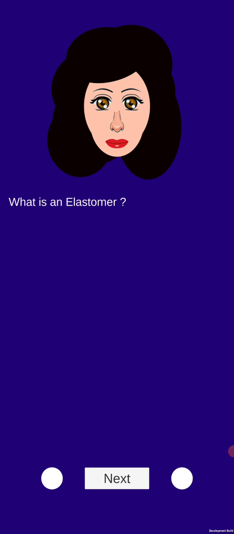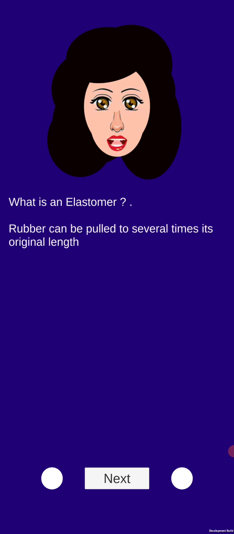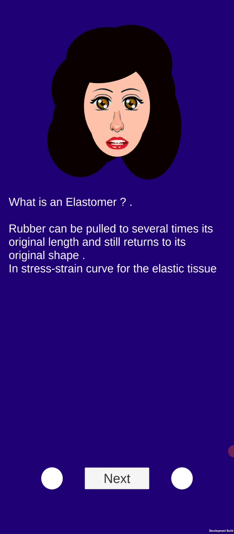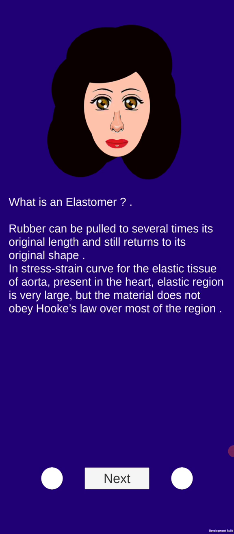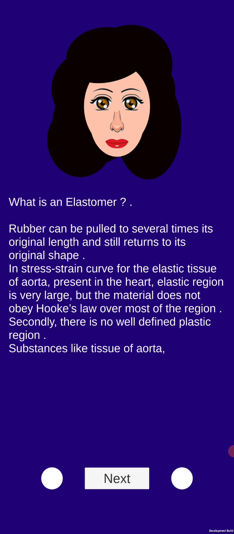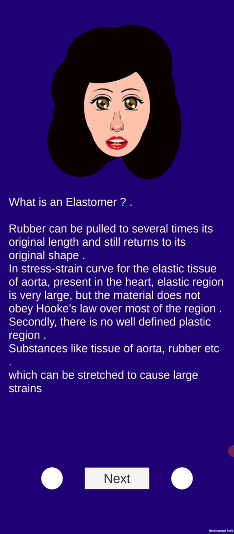What is an elastomer? Rubber can be pulled to several times its original length and still returns to its original shape. In the stress-strain curve for the elastic tissue of the aorta, present in the heart, the elastic region is very large, but the material does not obey Hooke's law over most of the region. Secondly, there is no well-defined plastic region. Substances like tissue of the aorta, rubber, etc., which can be stretched to cause large strains, are called elastomers.